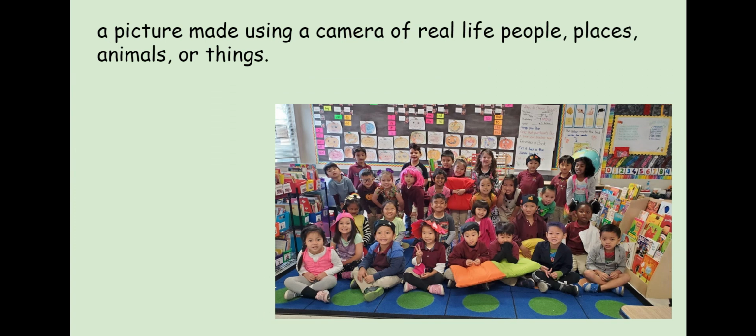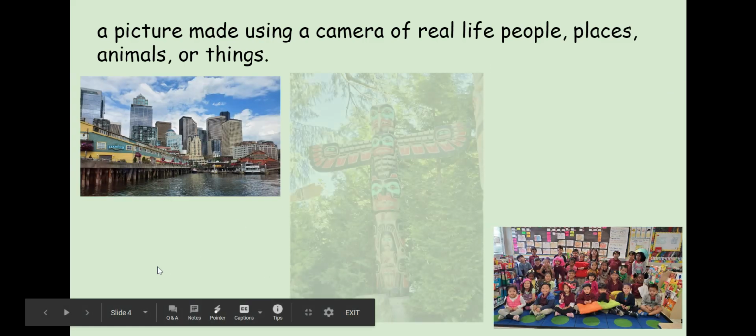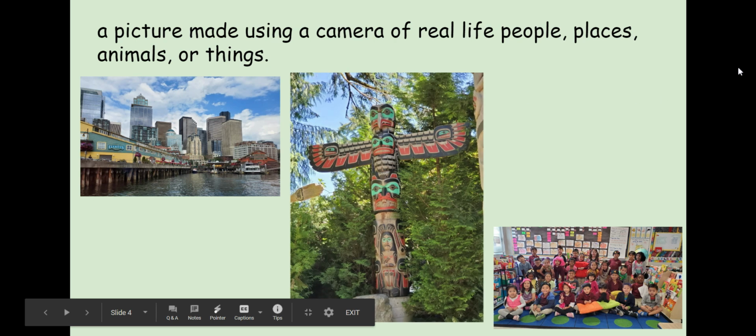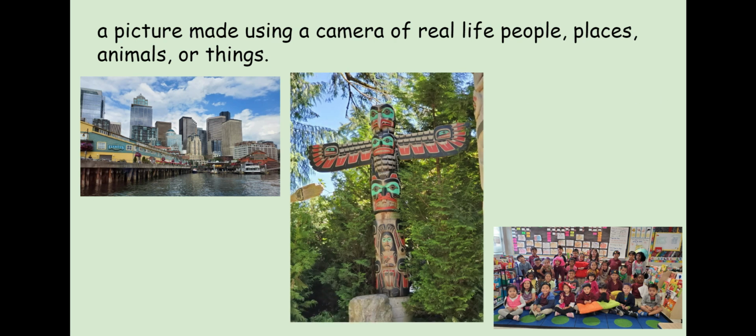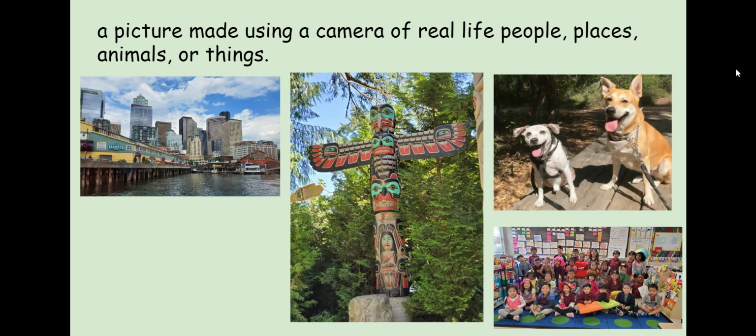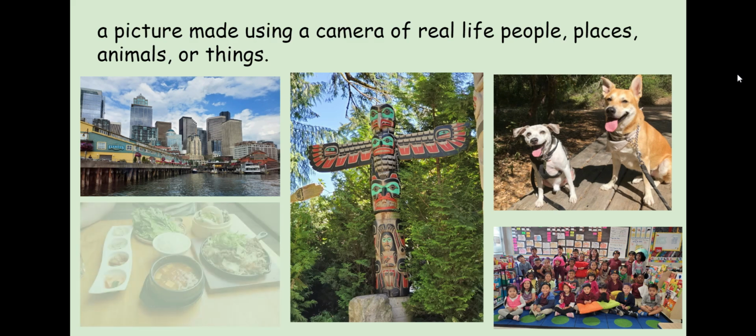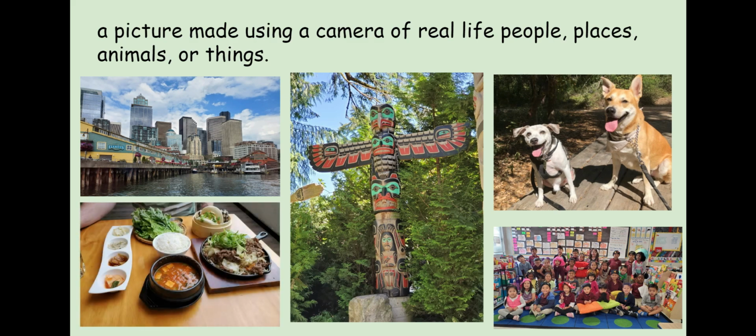A photograph is made using a camera of real life. People, like my scholars here in the picture. Places, like these two places that Mrs. Sneller saw on her vacation over the summer. Animals, like Rooney and Peppa, Mrs. Sneller and Mrs. Sua's dogs. Or things, a yummy, yummy lunch.